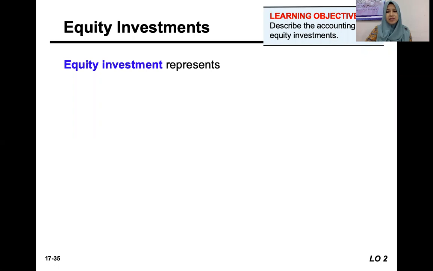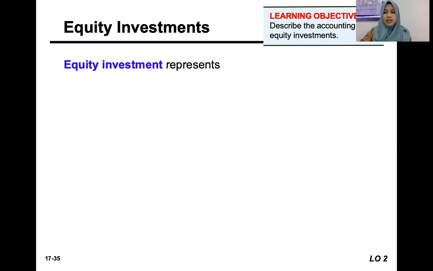We continue our topic about investment. Last time we discussed debt investments. We had three categories: held for collection, held for collection and selling, and held for trading. You use different valuation methods for different types of debt investment. We have amortized cost for held for collection, and fair value for held for collection and selling, and fair value for held for trading. Okay, now we talk about equity investments.